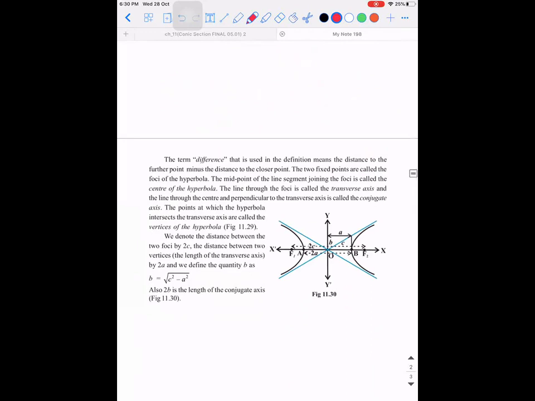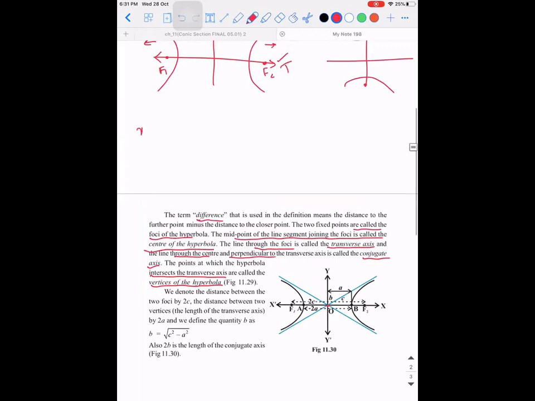So that's why, I'll just read out everything here. Difference means you take greater value minus lesser value. That depends on where the point P is. The two fixed points are called the foci, that we know. The midpoint of the line segment joining the foci is called the center. The center is origin. The line through the foci is called transverse axis, and the line through the center and perpendicular to the transverse axis is called the conjugate axis. Everything we have discussed, right? The points at which the hyperbola intersects the transverse axis are called the vertices. Vertices is the plural of vertex.